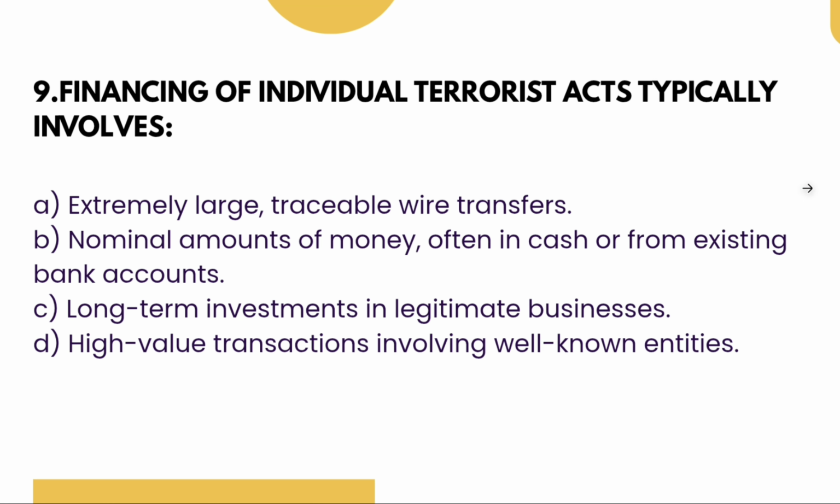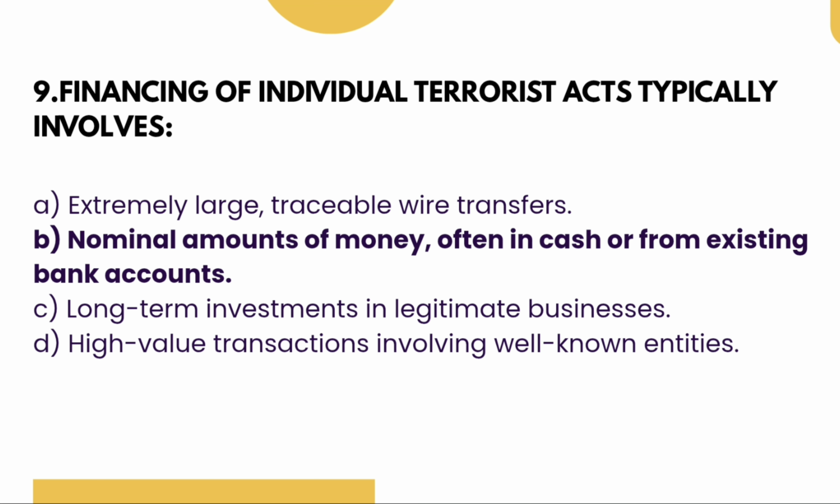The next question, financing of individual terrorist acts typically involves A. Extremely large traceable wire transfers. B. Nominal amounts of money, often in cash or from existing bank accounts. C. Long-term investments in legitimate businesses. And D. High-value transactions involving well-known entities. So the answer is B. Nominal amounts of money, often in cash or from existing bank accounts.